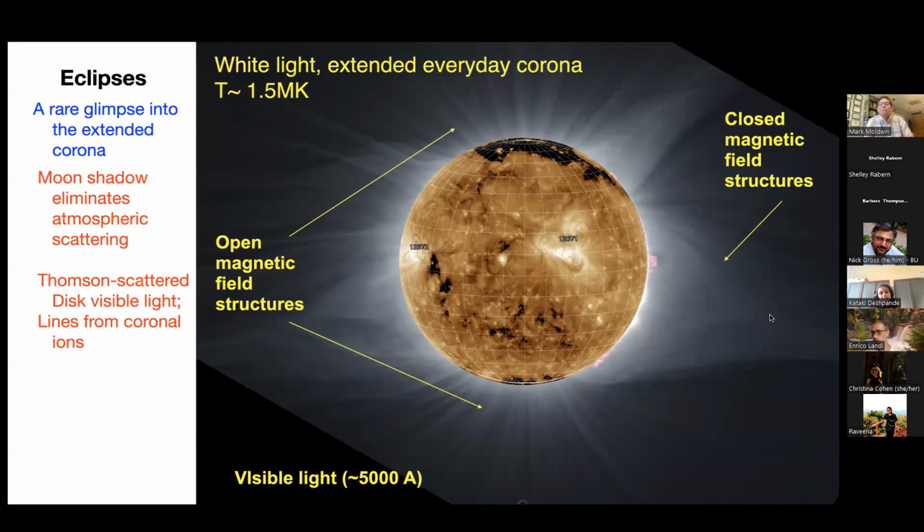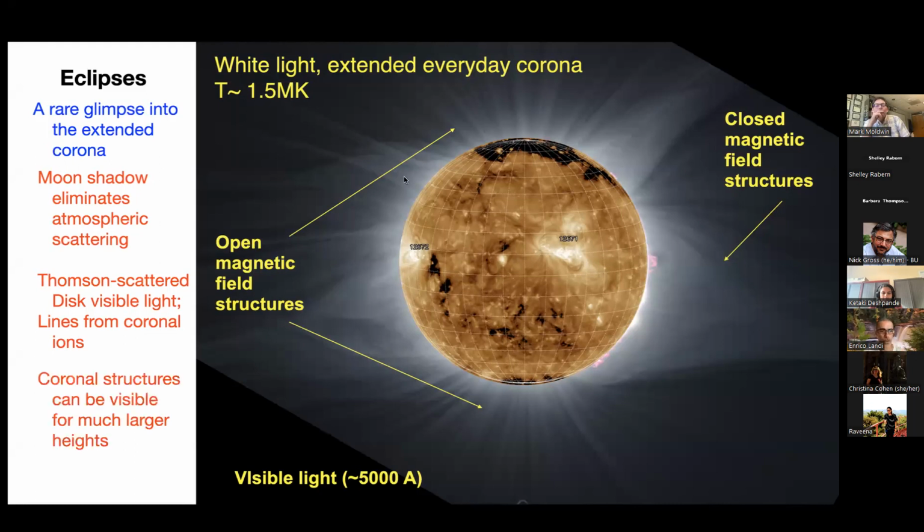Or you see the closed structures like streamers or pseudo-streamers. You see all of them. Unfortunately, eclipses happen only once or twice a year if you're really lucky, so it's not an extremely effective way of looking at the sun. LEO coronagraphs don't have these capabilities, but still provide another very good means of going farther than the space instruments looking in the extreme ultraviolet.